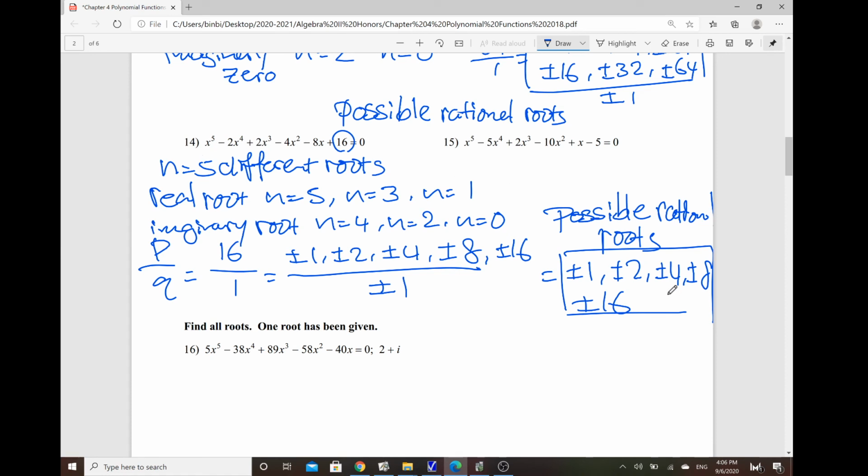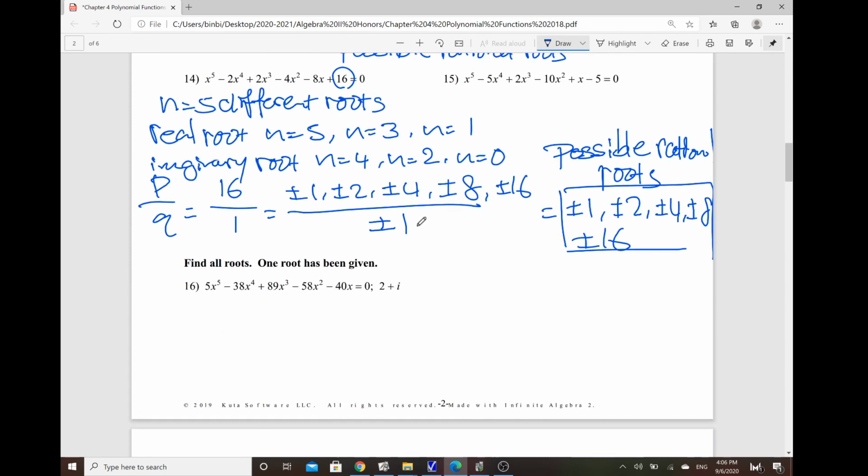So there's so many possibilities. You're probably wondering which one we need to try first. According to the list, it's better for you to try the median number. The median, that means the number here in the middle. So I would say you probably want to try 4 or negative 4 first with the synthetic division. So using the synthetic division, start with the dividend, the original polynomial: we do have 1, negative 2, 2, negative 4, negative 8, and then positive 16. And then let's say that the first trial, we're using x equals negative 4.